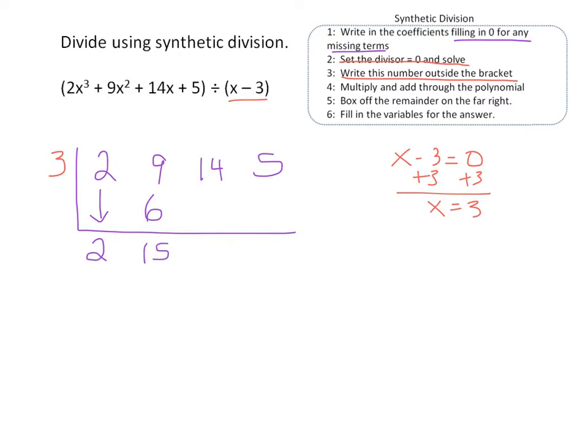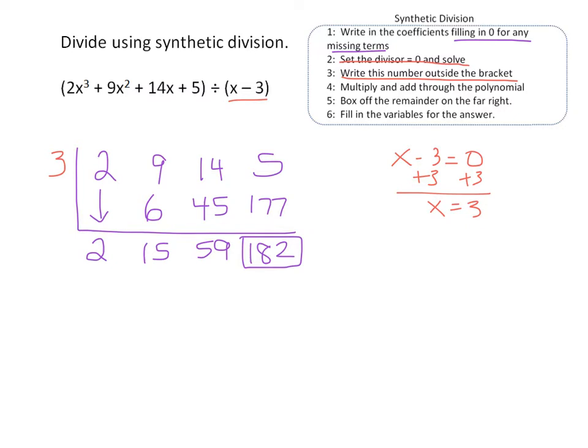So we have 3 times 15, which is 45, and then we are going to add, and that's 59. And then we are going to multiply again, 3 times 59, which is 177. And then we are going to add. And 5 plus 177 is 182. All right, so we have done step 4. We have multiplied and added through the polynomial. Now we're going to box off the remainder on the far right. Now the remainder is this value right here. It's the last sum that we come up with when we add vertically. So on the far right, that 182 is our remainder.